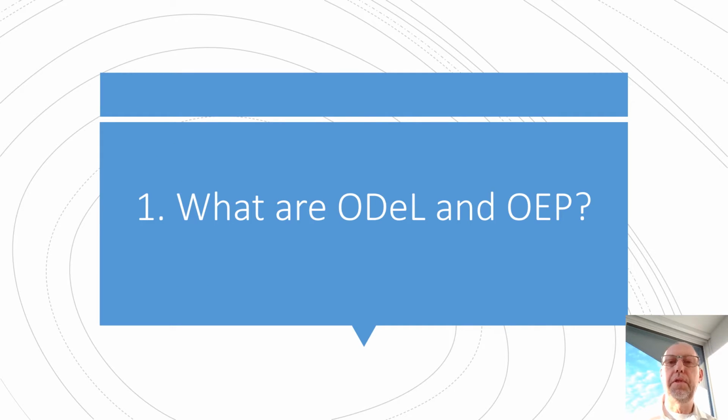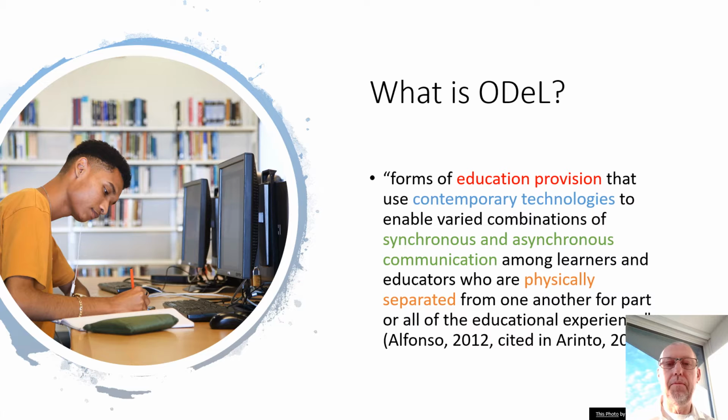Let us start with the first question, which explores what we mean by ODL and OEP. We observe 4 key elements in this definition of ODL. It's an education provision. It uses contemporary technologies. It has both synchronous (at the same time) and asynchronous (at different times) forms of communication. And most of the time, the learners and the educators are physically separated from one another.